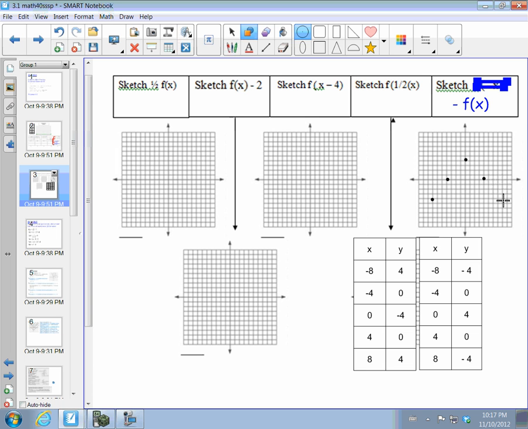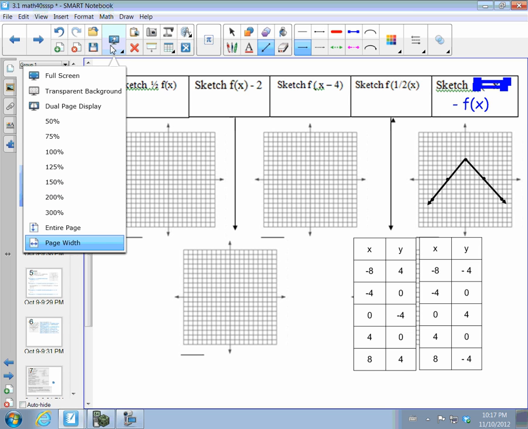2, 3, 4 down. Okay, let's connect those points with a smooth curve. Starting point now is at 0, 4 instead of 0, negative 4. And it looks like that. Make sure that there's arrows on the end. Now you tell me, does that graph look like a perfect vertical reflection over the x-axis?